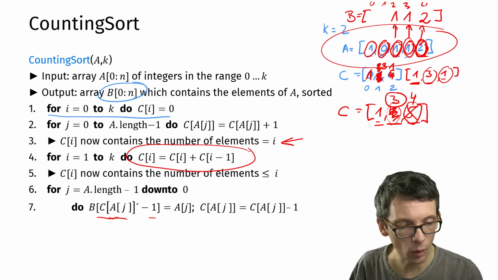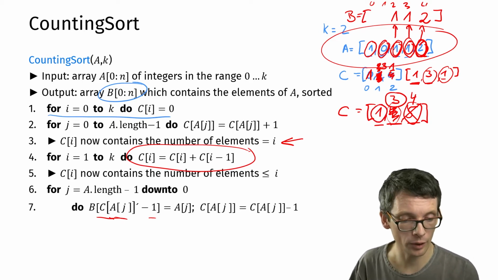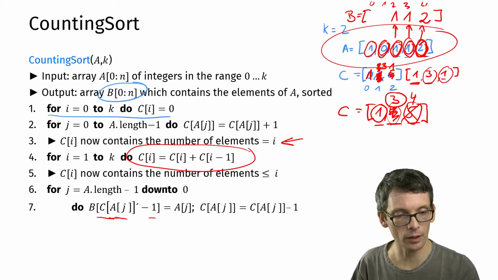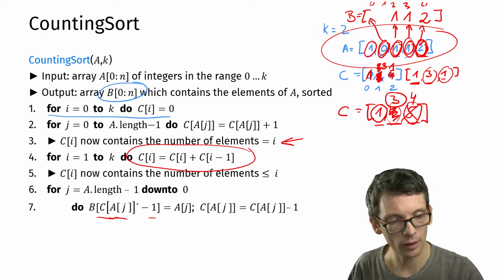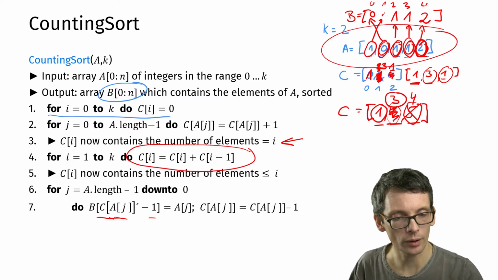Now I have the 0. The 0 looks here for its position, 1. 1 minus 1 is 0, so I know the 0 goes here, and then my 1 goes here.